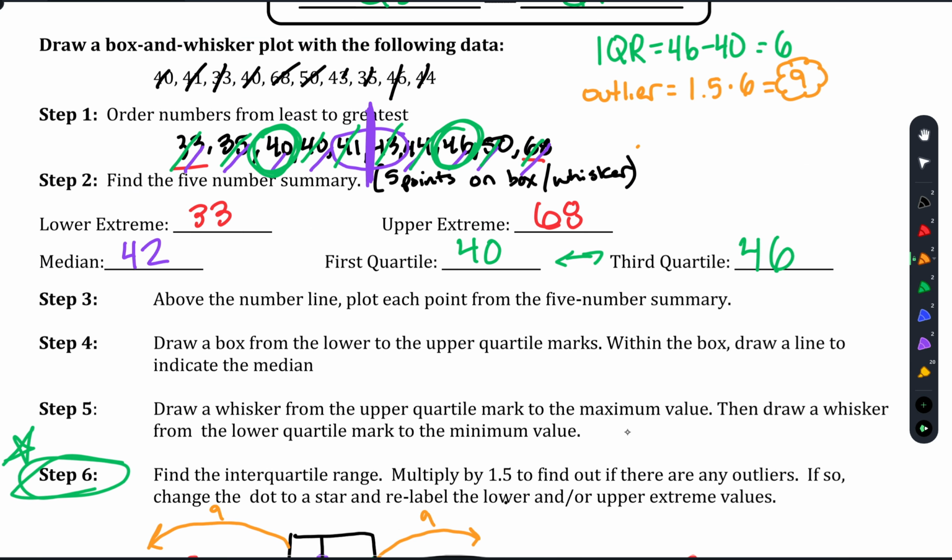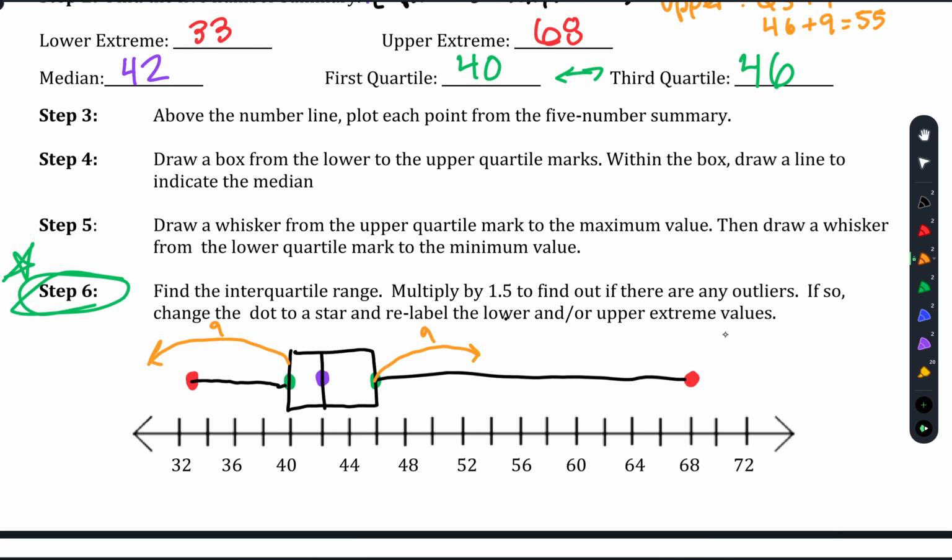So I need to find a lower limit by taking quartile 1 minus 9, which is 40 minus 9, or 31. And I find an upper limit by taking quartile 3 and adding 9, which is 46 plus 9, to get 55. And that checks out, right? That checks out with the numbers that I have on here. If I literally count 9 spaces from those ends of the boxes, I will end up at 31 over here. And what did I say? 55, which is over here.